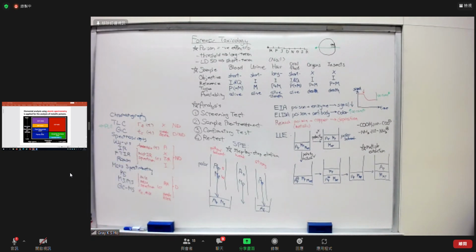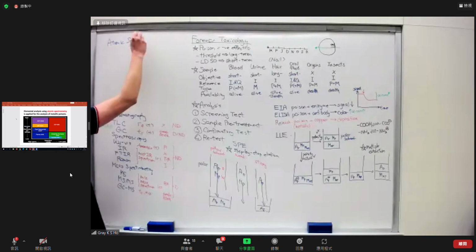So right now we go to the confirmatory test. As I already mentioned, for the confirmatory test, basically we can make use of the chromatographic technique, the spectroscopic technique, and the mass spec. But right now what has been left behind is the atomic spectrometry, because right now we are having the metallic poison, so that atomic spectrometry could be applied.